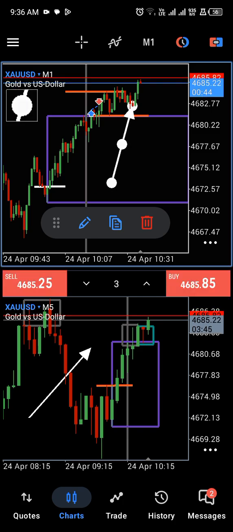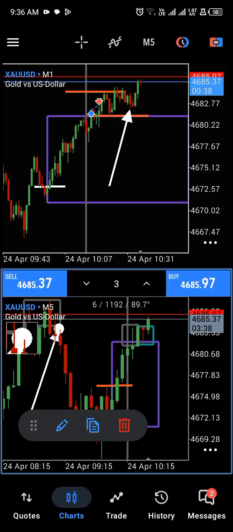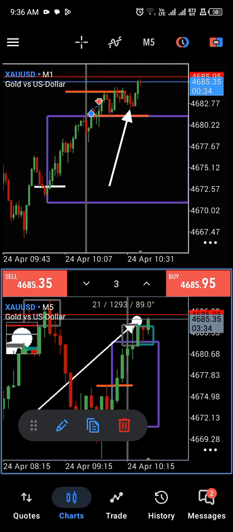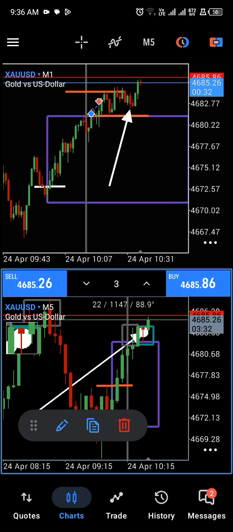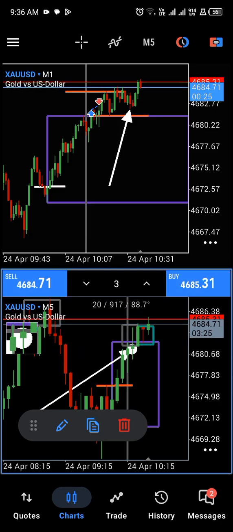But does that mean, because this is the sellers' territory, will they be outcompeted by the buyers, or will they come in again and start pushing the price down and taking out these buyers? Let us see.